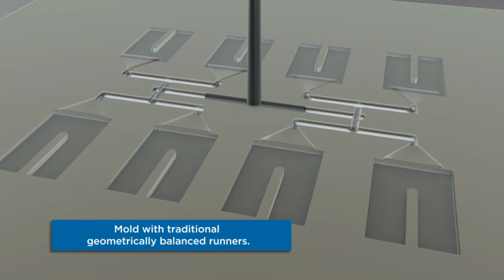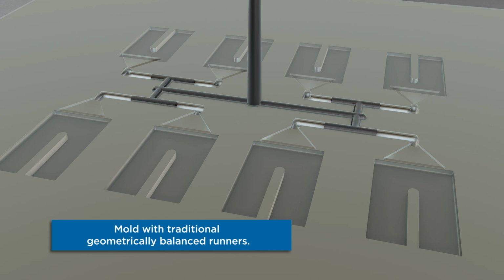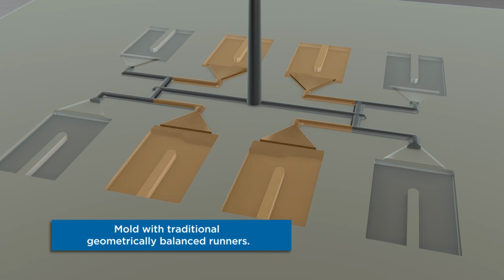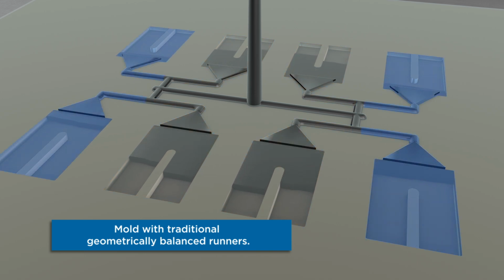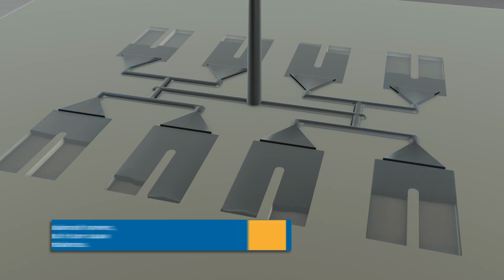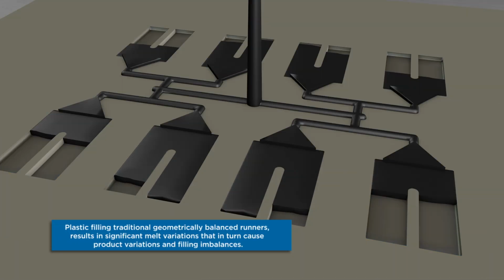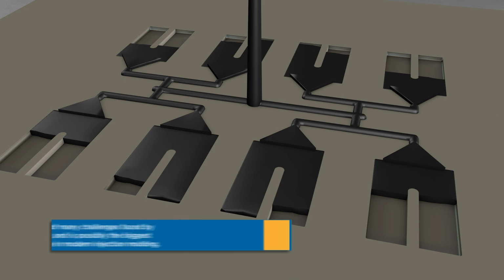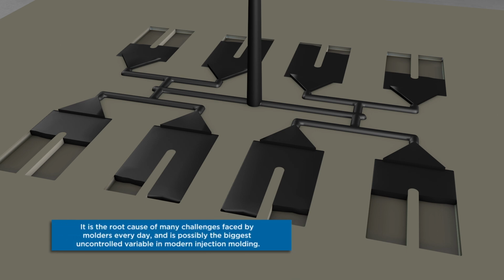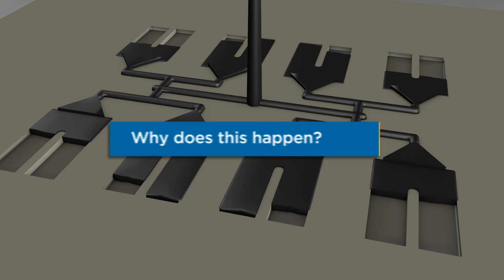In this traditional geometrically balanced runner system, you can see the plastic melt is not filling each cavity at the same time. The inside cavities are filling faster, and the outside cavities are filling slower. These traditional geometrically balanced runners result in significant melt variations that result in product variations and filling imbalances. These are the root cause of many challenges faced by molders every day and is possibly the biggest uncontrolled variable in modern injection molding. So why does this happen?